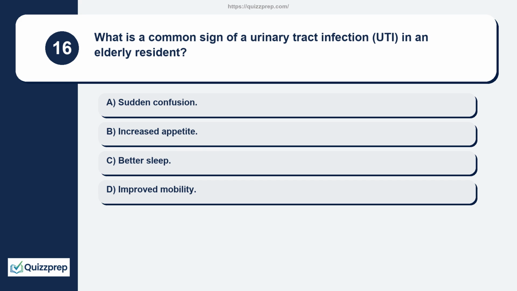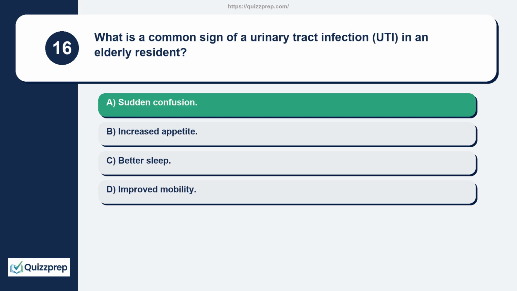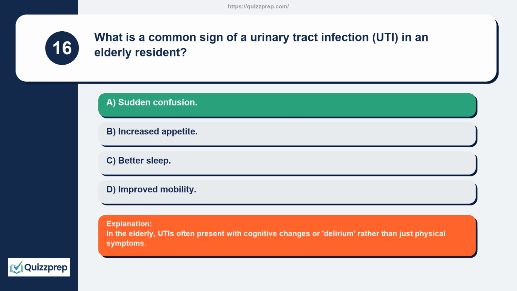Question 16. What is a common sign of a urinary tract infection, UTI, in an elderly resident? Sudden confusion. Increased appetite. Better sleep. Improved mobility. In the elderly, UTI often presents with cognitive changes or delirium rather than just physical symptoms.